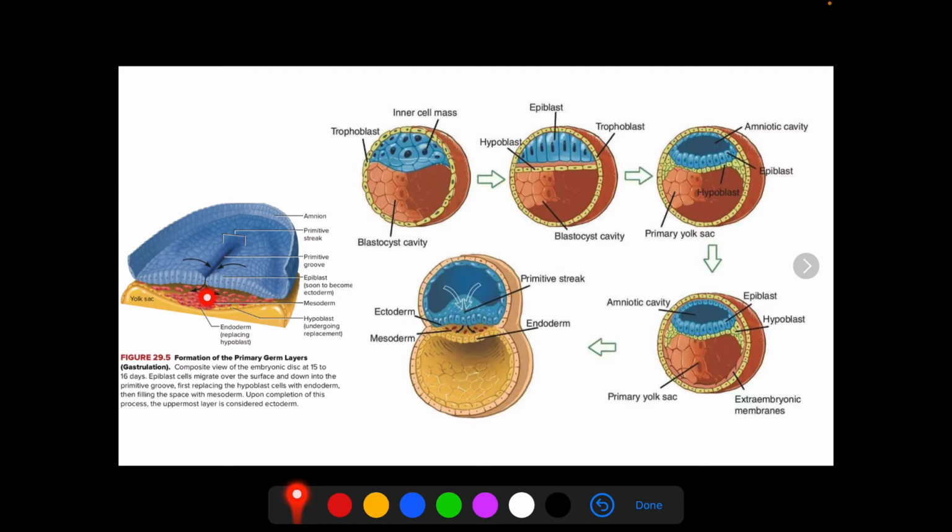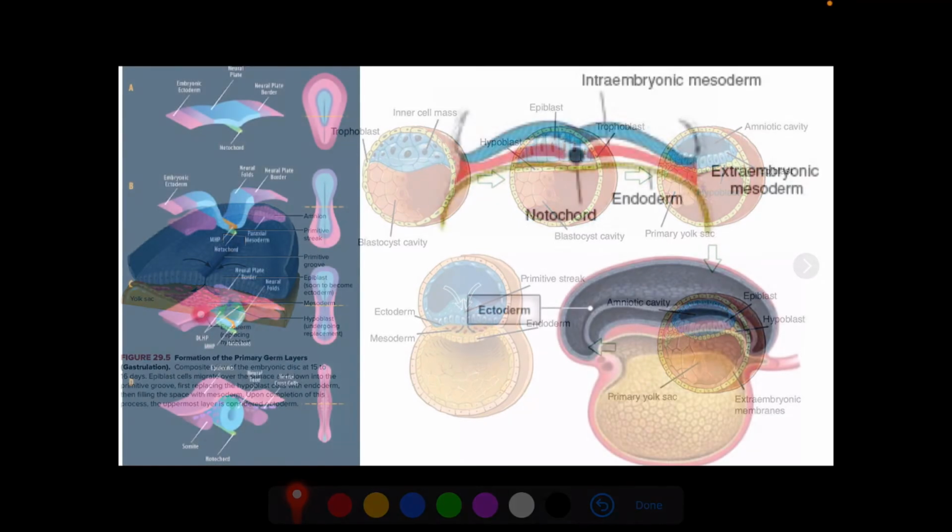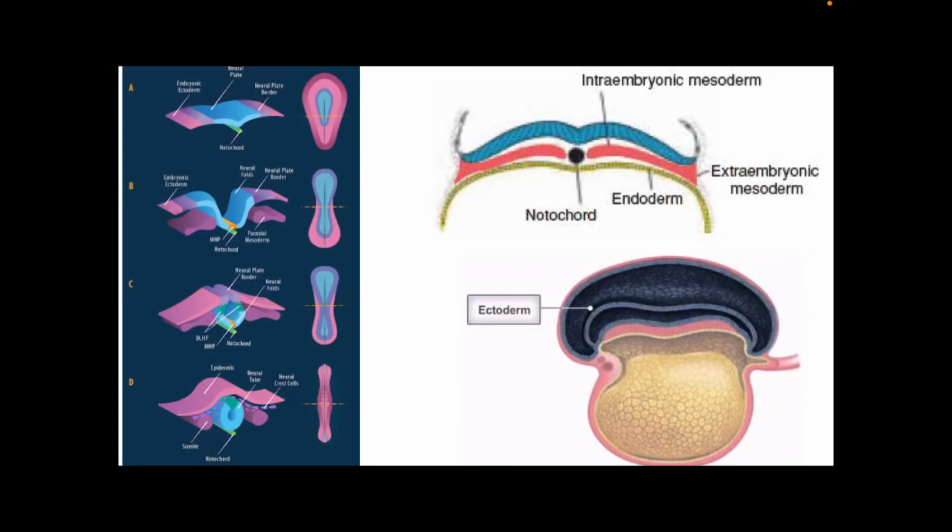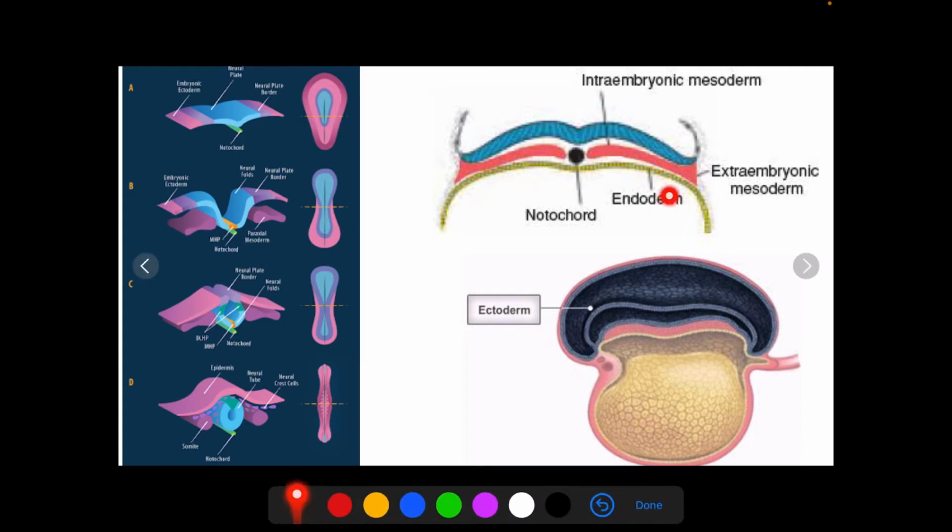Then it will be three layers: the upper layer sends cells to between them and it becomes three layers, and its upper layer becomes ectoderm and mesoderm. After it forms the three germ layers, that's the origin of all structures of human beings. The three layers are ectoderm, mesoderm and endoderm.